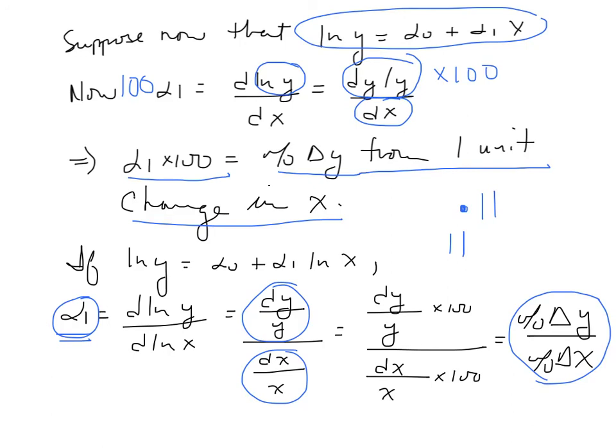Or in other words, alpha 1 itself reflects the percent change in y from a 1% increase in x. And this, in fact, is an elasticity. So this is really the elasticity of y with respect to x. Percent change in y over percent change in x.